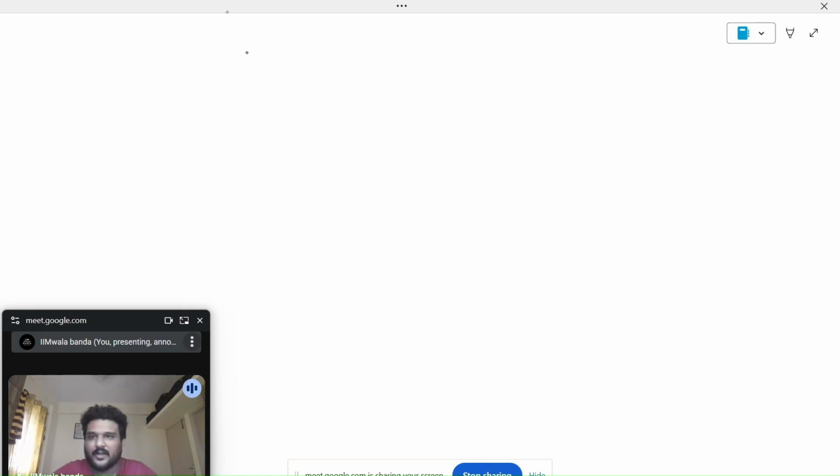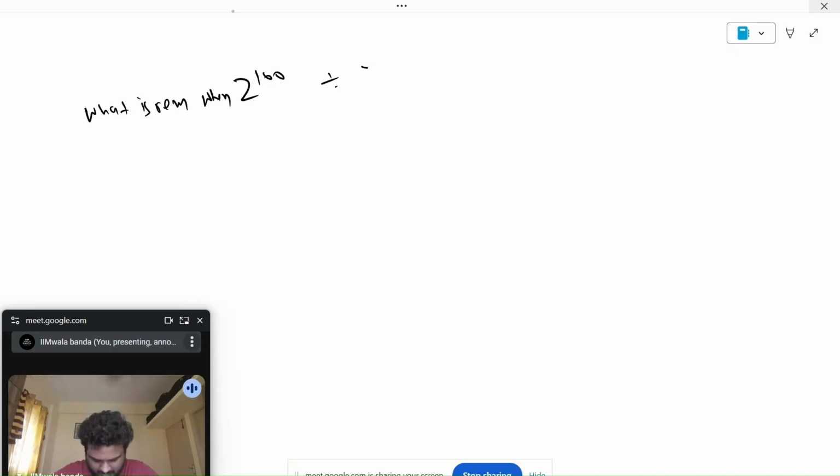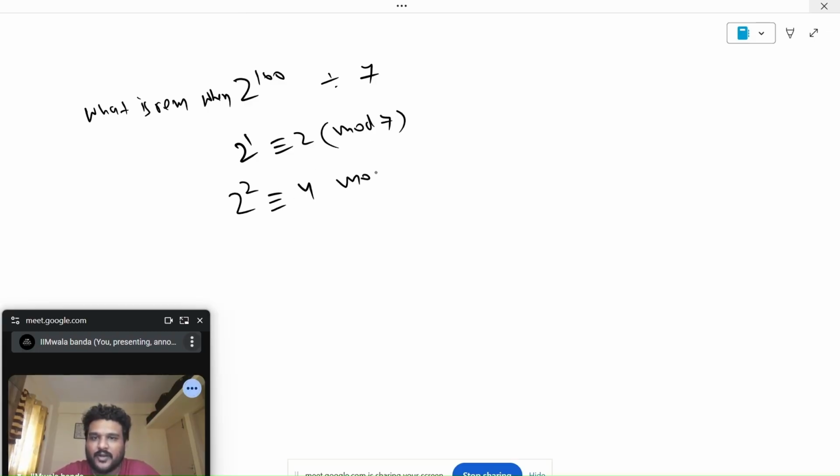Now we will do actual cyclicity, which is very, very important. Let's just take some examples. In remainder, there's a pattern. For example, if I take a question: what is the remainder when 2 to the power 100 is divided by 7? So 2 to the power 1 gives remainder 2 when divided by 7. 2 to the power 2 gives remainder 4 when divided by 7. 2 to the power 3 is 8, which gives remainder 1 when divided by 7.